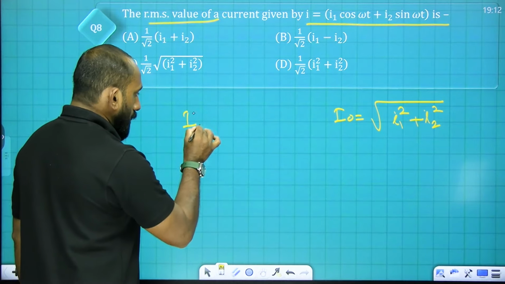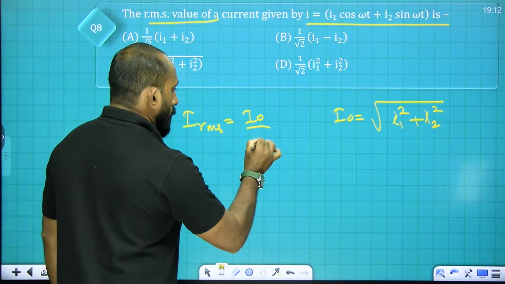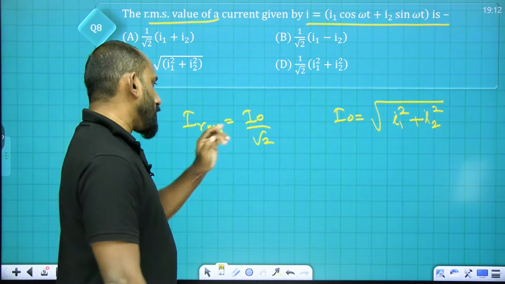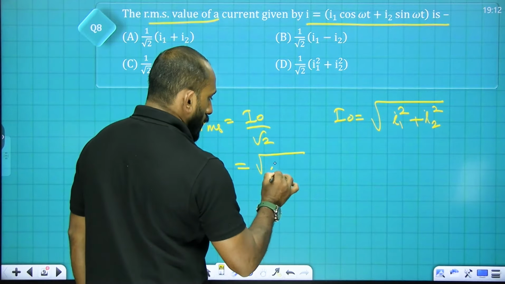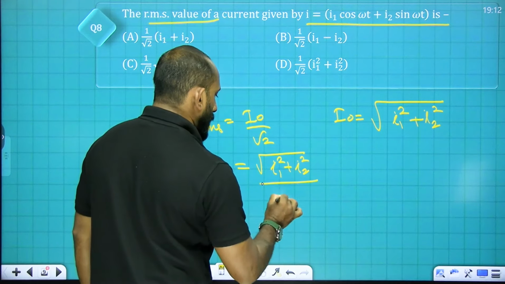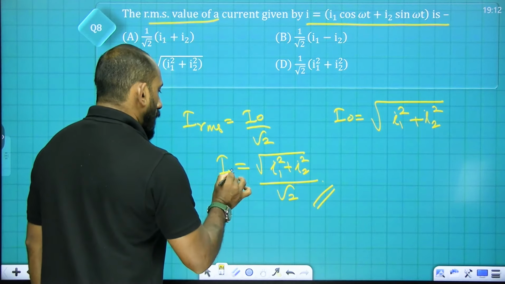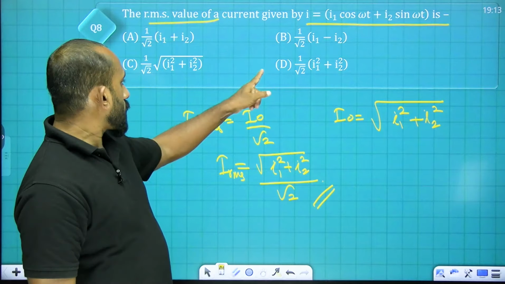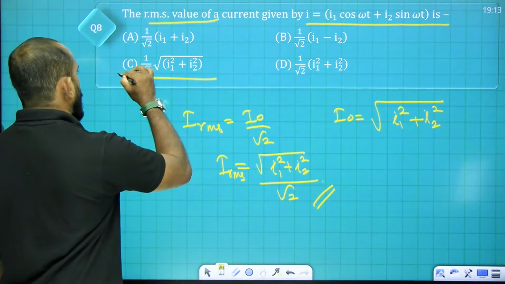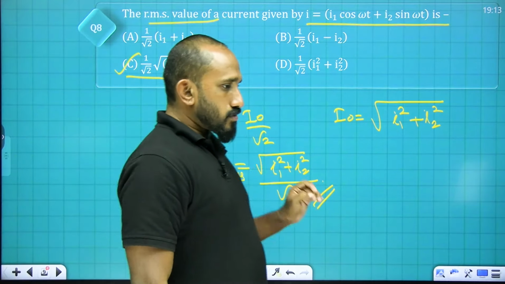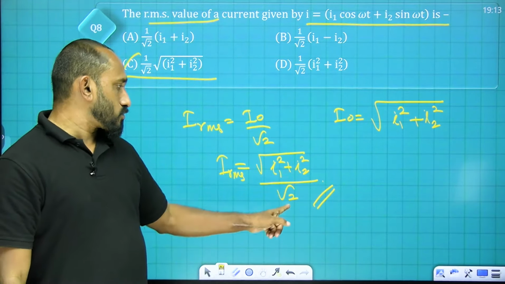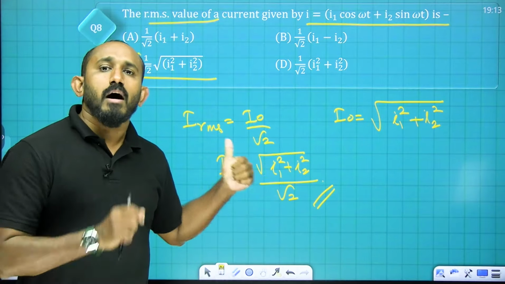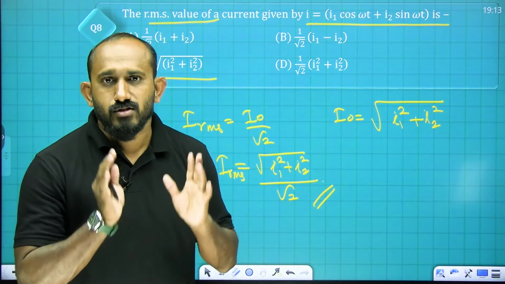Now, the RMS value of current you have to find out. IRMS is equal to I0 by root 2. Basic equation of IRMS. Similarly, VRMS we have V0 by root 2. So here I0 by root 2 we have, and I0 is root of I1 square plus I2 square, so root of I1 square plus I2 square by root 2 is the equation. C is the correct answer here, question number 8. Have you got it? So I0 I have to find out, then I0 by root 2 gives the RMS value. Let's go for the next question.